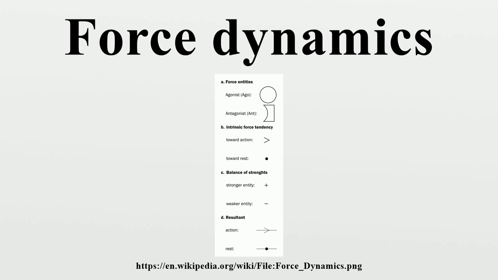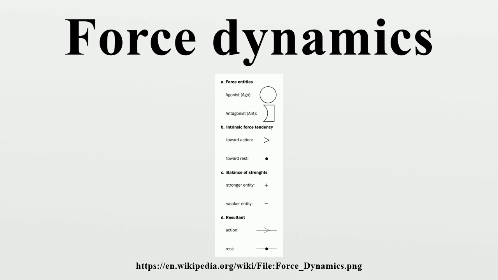A basic feature of a force dynamic expression is the presence of two force-exerting elements. Languages make a distinction between these two forces based on their roles. The force entity that is in focus is called the agonist and the force entity opposing it is the antagonist. In the example, the door is the agonist and the force preventing the door from being opened is the antagonist.